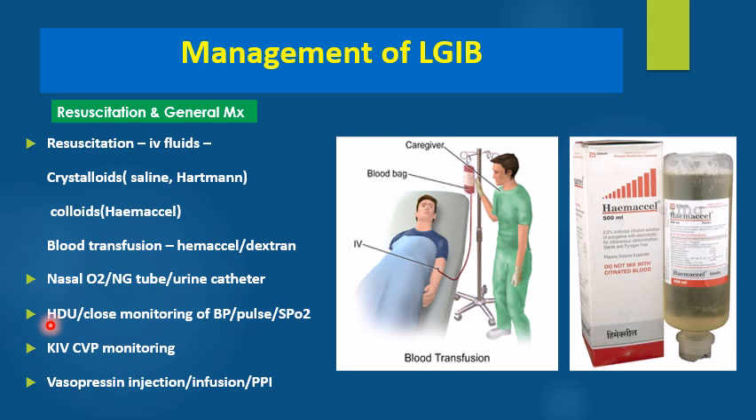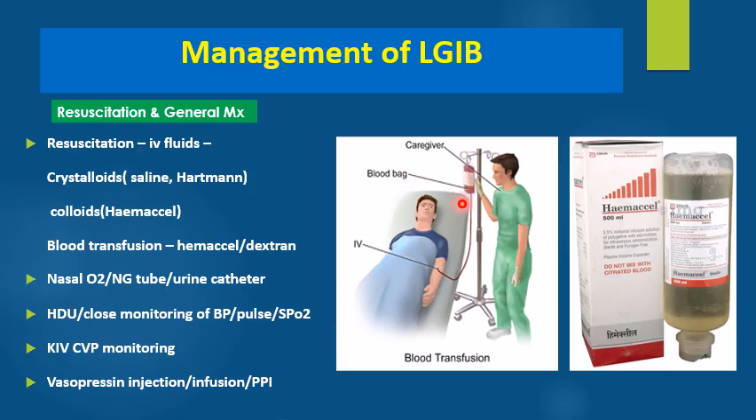The patient has to be monitored at least in the HDU, high dependency unit, or ICU. Close monitoring of the BP, pulse, and saturation. The patient may have to have CVP monitoring inserted, and has to be given vasopressin infusion as well as proton pump inhibitor injection.